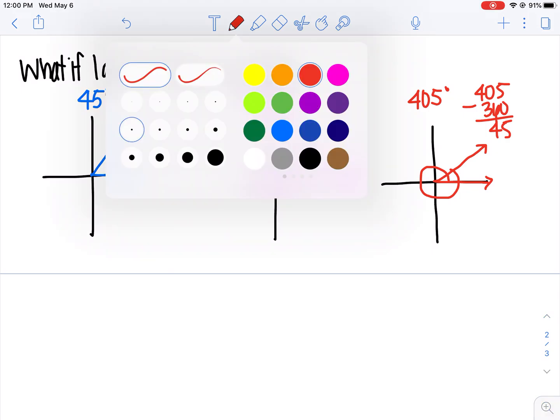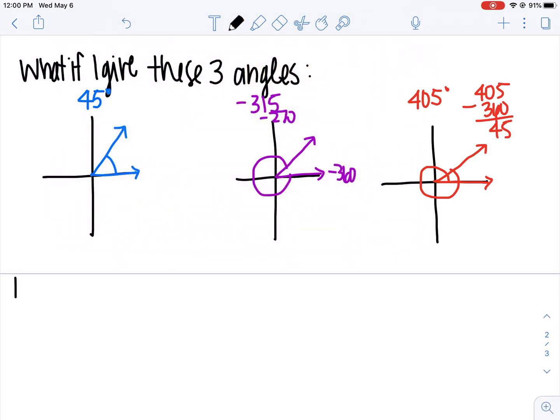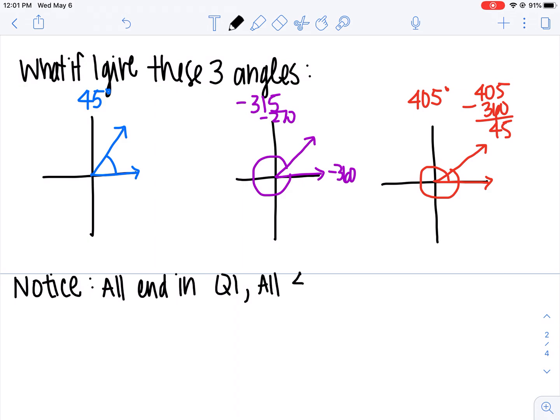You should notice a couple things. I should give you more wait time, but we're not in class, so we're just going to keep moving on. Notice all end in Q1. All 45 degrees above the positive x-axis. They all have the same terminal side. These angles would be considered coterminal.